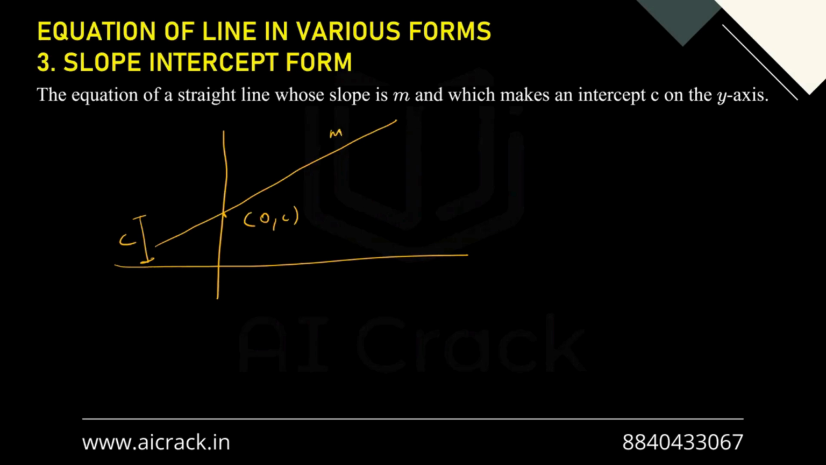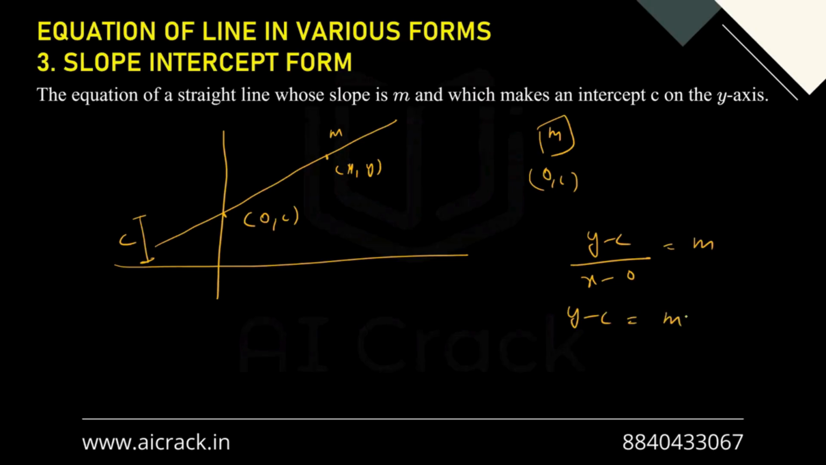Now again the basic format: we have the slope and we have the point, given point (0, c), and we have to write down the equation. So take a variable point (x, y) and write down the equation. That would give me (y minus c) divided by (x minus 0), since x1 is 0 over here, and that equals m. So y minus c equals mx, so y equals mx plus c.